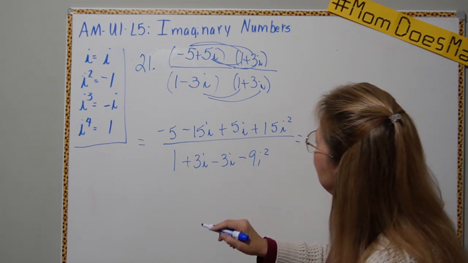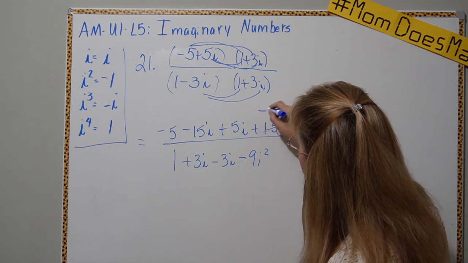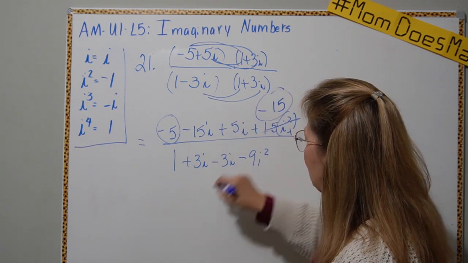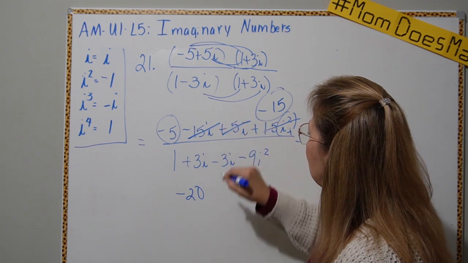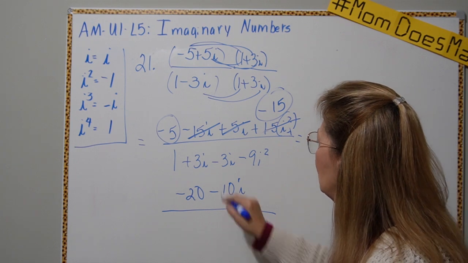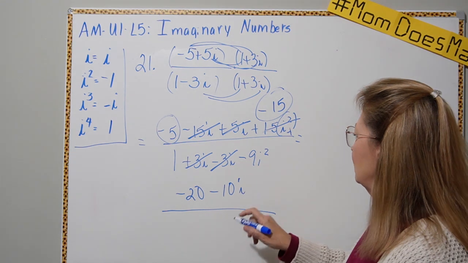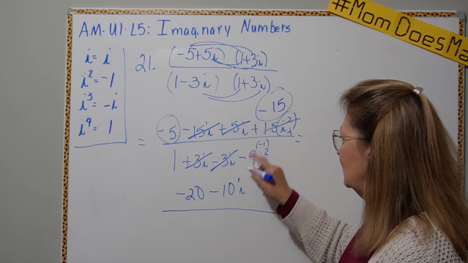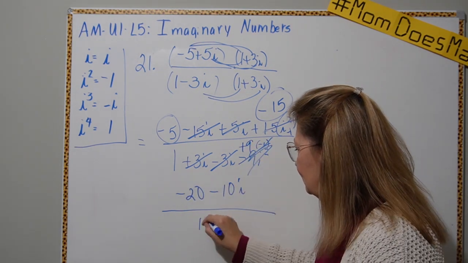All right, let's clean it up. This is negative 1. So when I multiply these two, now I have minus 15 here. All right. Minus 5 and minus 15 gives you negative 20 up here in the front. Now minus 15i and plus 5i gives you minus 10i. All right, let's straighten up the bottom now. Plus 3i minus 3i cancel out, which is what we intended to do. That was the whole purpose of what we did. i squared is -1. -9 times -1 is +9 now. And 1 plus 9 is 10.